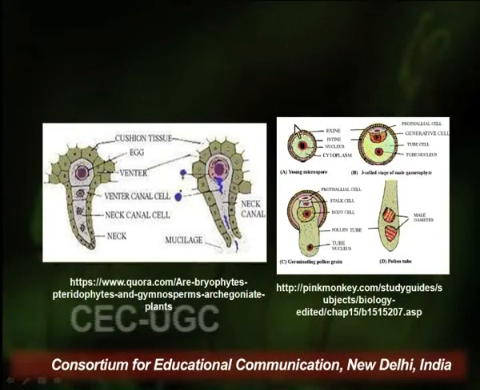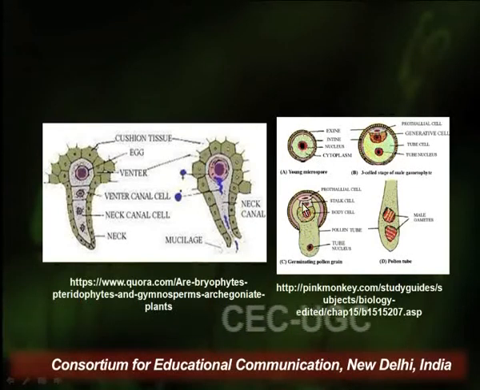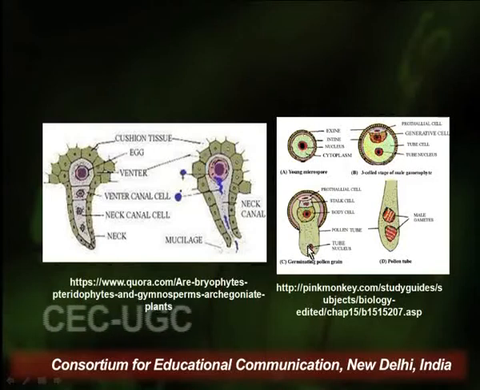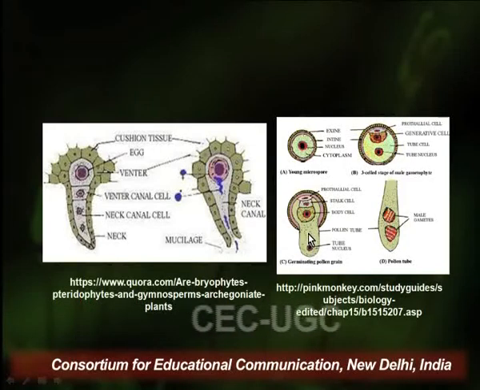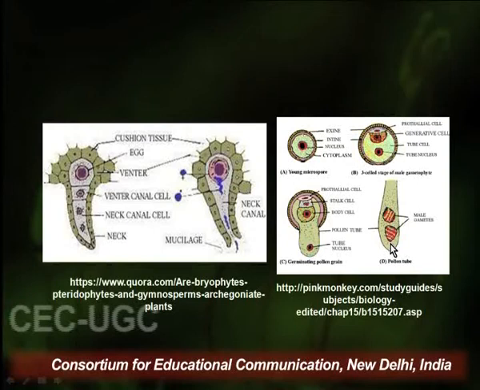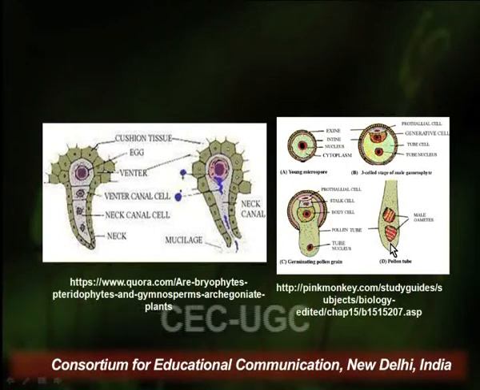This is a young male gametophyte, a 3 to 4 celled structure, and here a pollen tube is forming, and inside this pollen tube 2 male gametes travel all the way towards the egg cell. Now, this formation of the pollen tube ensures that fertilization takes place in a more efficient manner.